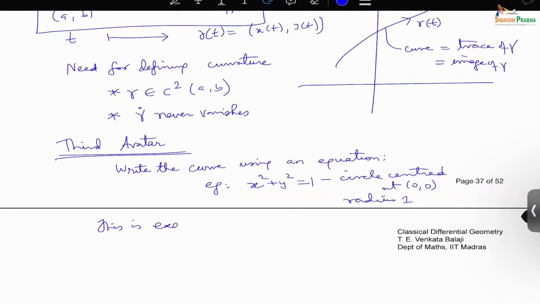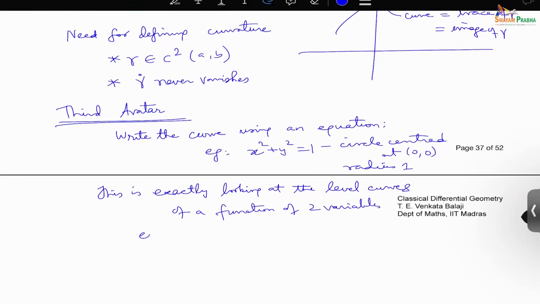Okay. So this is exactly looking at the level curve of a function of two variables. Okay, example, you take f(x,y) is equal to x squared plus y squared. Okay, then this function f is going to go from R2 to R. Now you see the function has changed. Okay, you just see the way the curves are written.